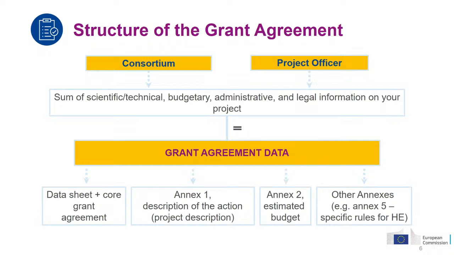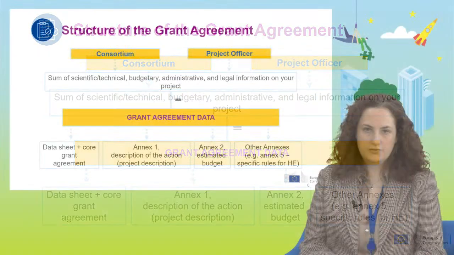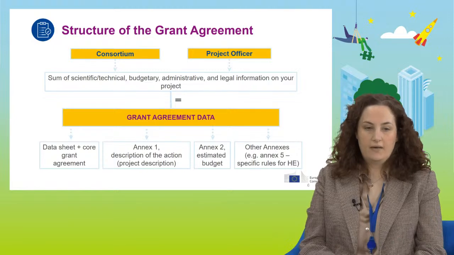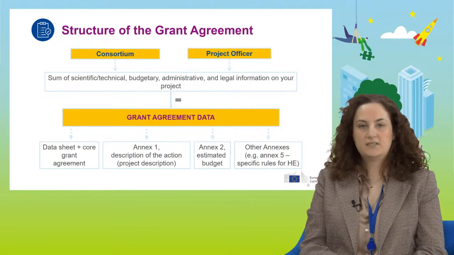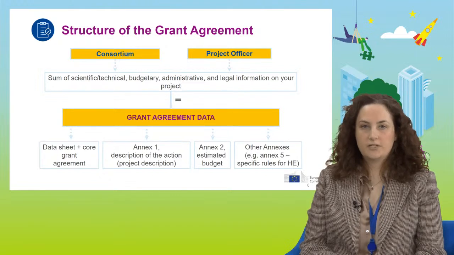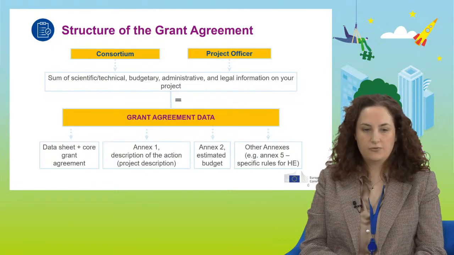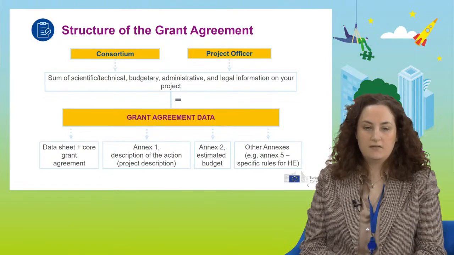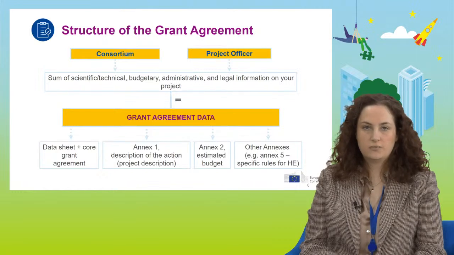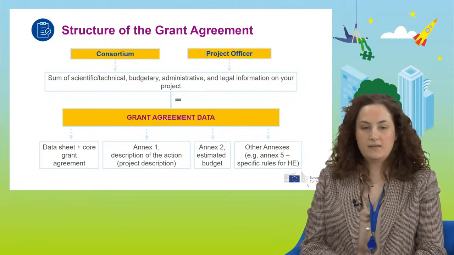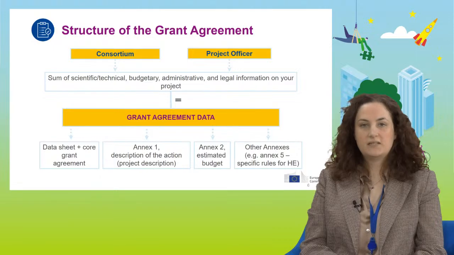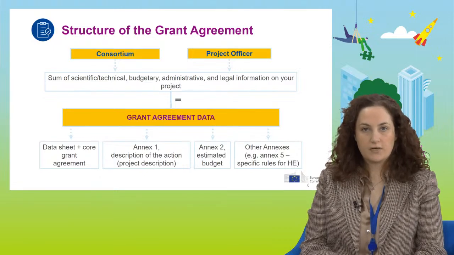And basically, if we see the layout of the grant agreement contract, we have the core part, the main part, which is comprised of the data sheet, which is a summary of key information of your project, like a fact sheet. What kind of call it is, what kind of topic, the budget, if you have pre-financing, if you have a mandatory consortium agreement. So it's going to be a list of valuable information for the project. And then we also have the core grant agreement, by which we mean the articles of the contract.